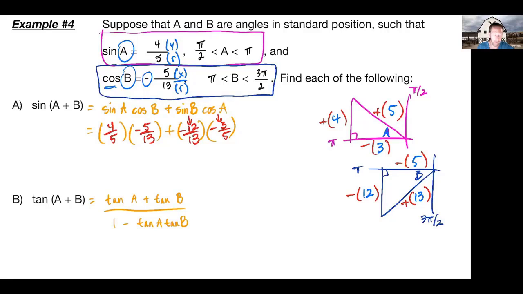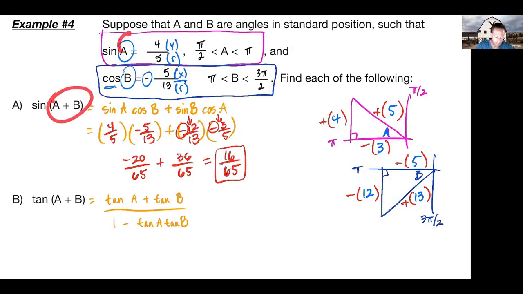my common denominators. So that would give me negative 20 over 65. Two negatives multiplied together will be positive, and then that would be 36 over 65 for a total of 16 over 65. That would be my final answer for the sine of A plus B without ever even knowing what those two angles are. Pretty cool.